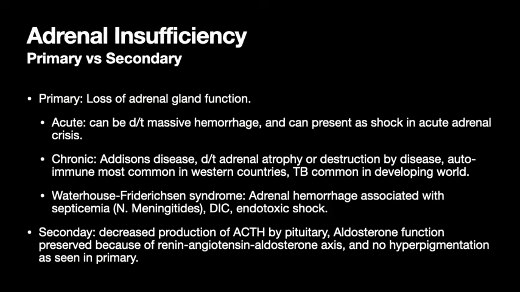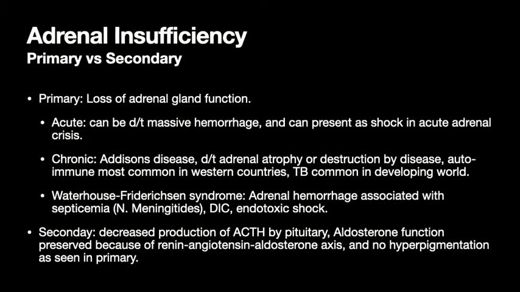hypoxic injury. Chronic is going to be an autoimmune disease, mostly in the Western world, and TB related in the developing world. On the boards, it's also associated with Neisseria meningitidis, DIC, and endotoxic shock. Secondary adrenal insufficiency is decreased production of ACTH by the pituitary, which can be caused by a pituitary adenoma, which is silent or either producing a different hormone and causing a mass effect and causing decreased production of all other pituitary hormones.